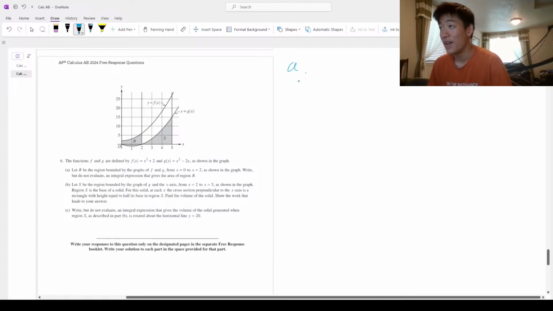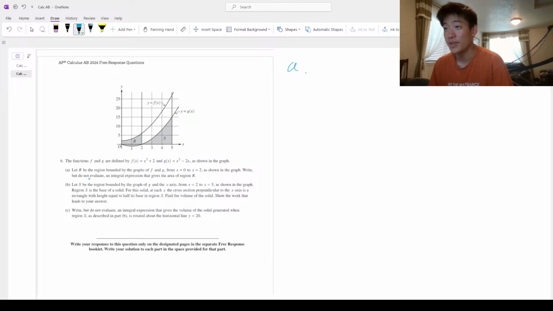Okay. A is the region bound by the graphs of f and g, R from here to here. So we just have two quadratics, basically. Right, but do not evaluate. This is very, very nice. We don't have to evaluate it, because I want to be done. And it asks for the integral that gives the area. This is just top minus bottom. A equals the integral from 0 to 2 of the top function.